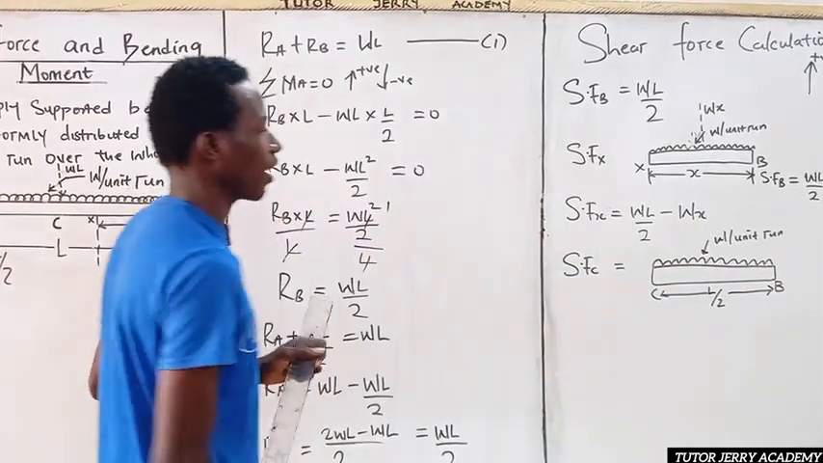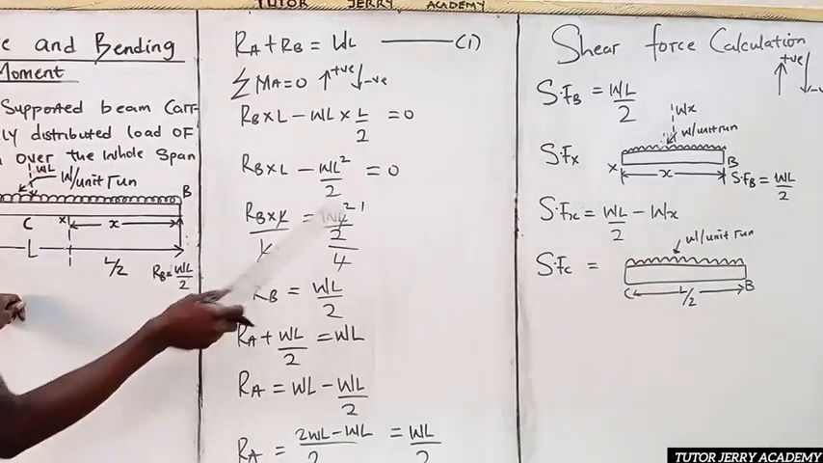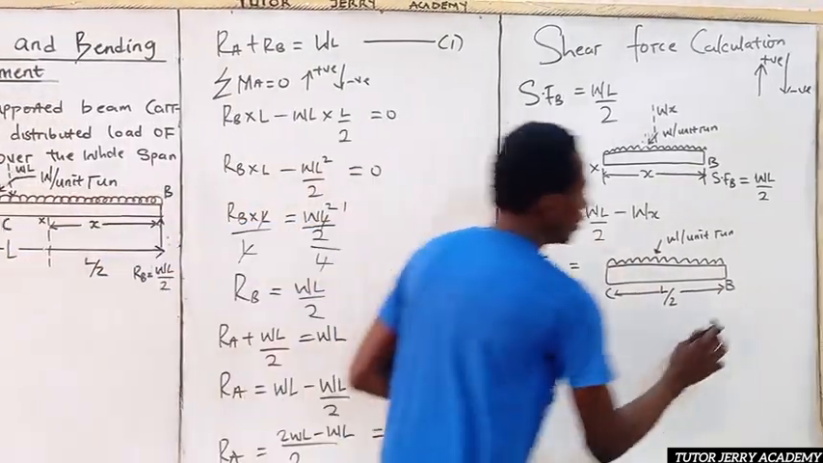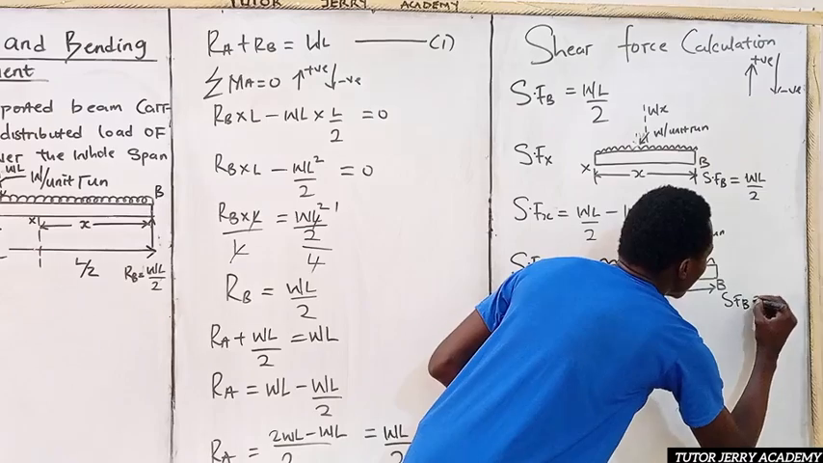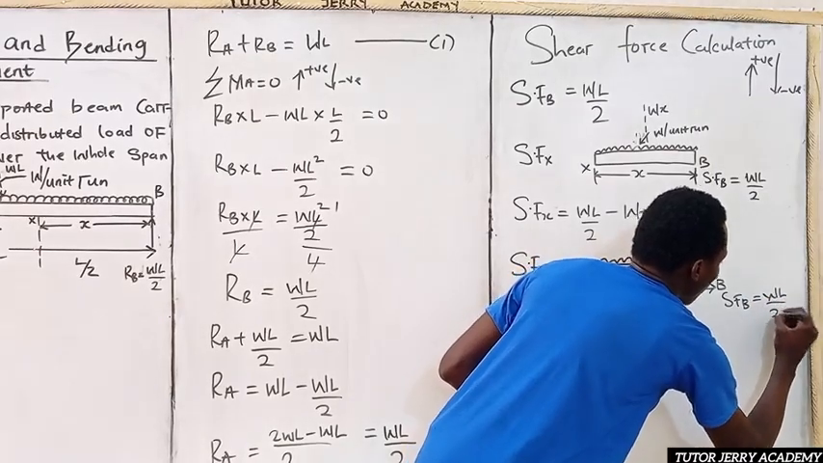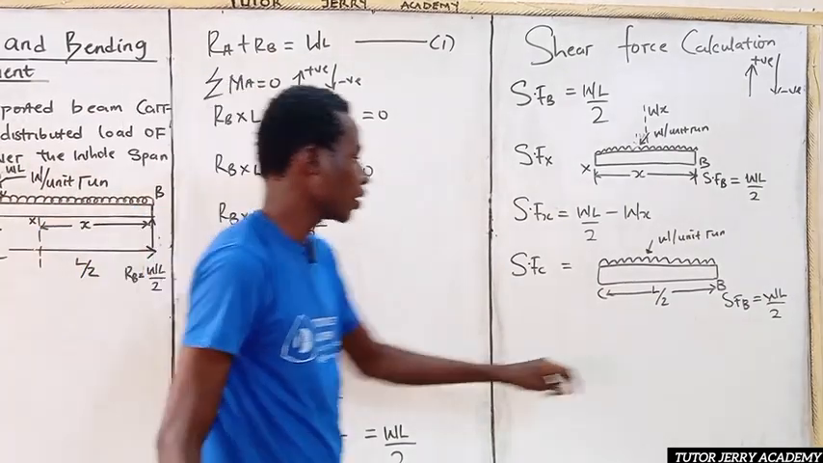So this is what we have. Now, in order to get the shear force at point C, we know that at B here, we have a force, which is the shear force here, which is nothing but WL all over 2. So in order to get the shear force at C, it will be nothing but what?